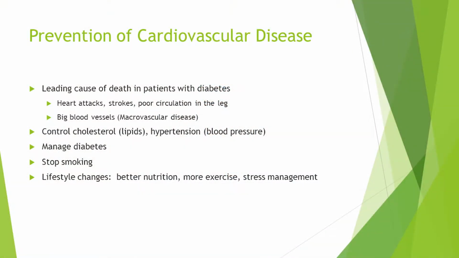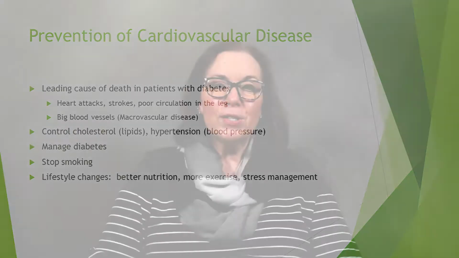We're going to talk about prevention of complications. So let's talk about cardiovascular disease. Cardiovascular disease is a leading cause of death in our patients with diabetes. What are the causes? Heart attacks, strokes, and poor circulation in the legs. These complications relate to the big vessels in your body. It's called macrovascular disease.